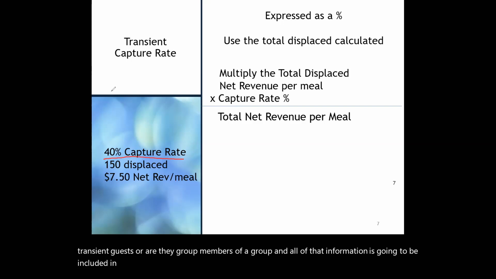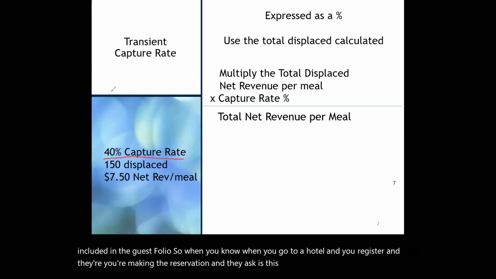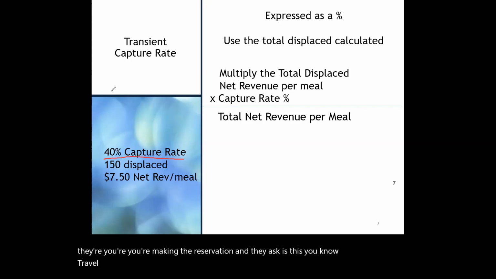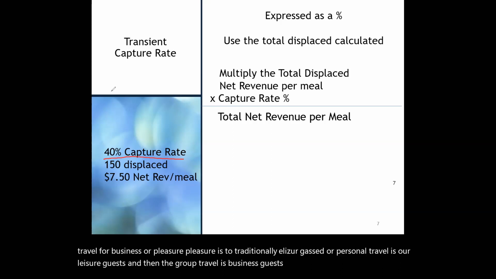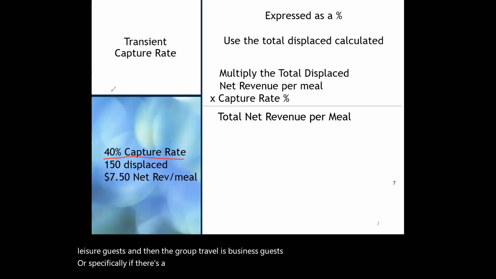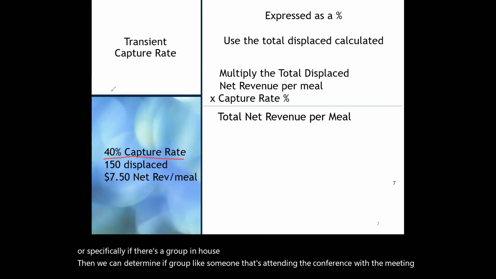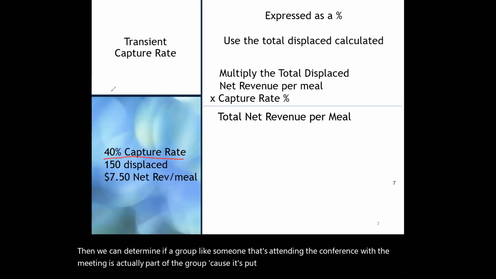So when you go to a hotel and you register, and you're making your reservation, and they ask, is this travel for business or pleasure? Pleasure, or personal travel, is traditionally a leisure guest, and then group travel is business guests. Or specifically, if there's a group in-house, then we can determine if someone attending the conference or meeting is actually part of the group, because it's put into their folio, into their guest account history.